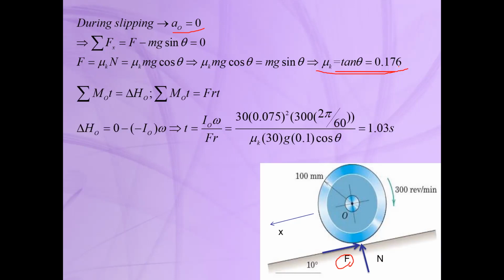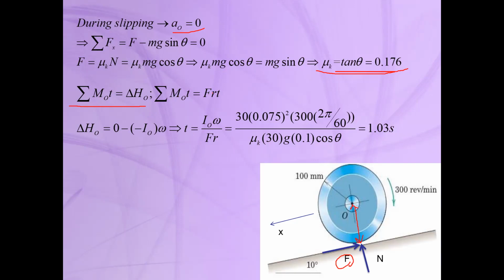The next step, we need to calculate the duration of the slipping. So we can write the moment and angular momentum about point O. The moment about point O is equal to the force F times its radius, which is this length. So F times R times T, this is the integrated form of the impulse angular momentum equation.